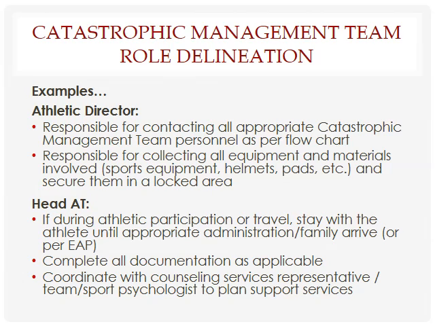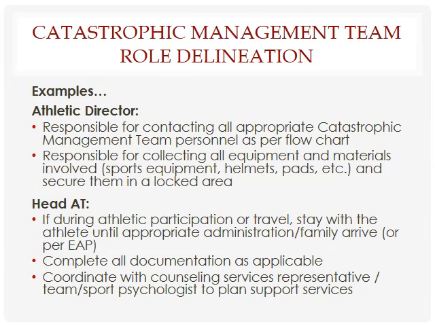In addition to chain of command, the catastrophic incident plan should outline each personnel involved and their specific roles for managing a catastrophic incident. For example, an athletic director should be responsible for contacting all appropriate personnel as per the flowchart, and maybe should be responsible for collecting any equipment involved in the incident, such as sports equipment, helmets, or pads, and secure them in a locked area.